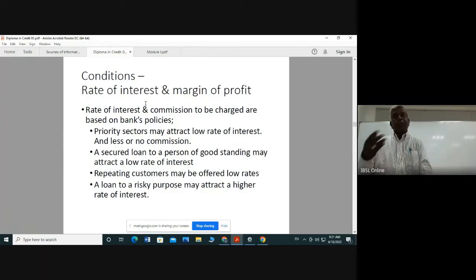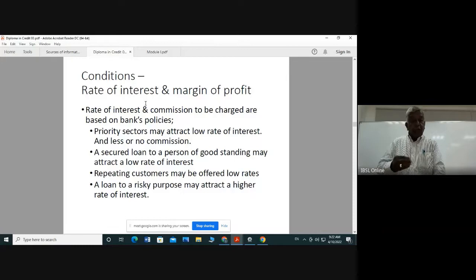Yes. So priority sectors, on the request of the government, the banks may charge a concessional rate of interest, comparatively lesser interest than what they charge for other purposes. So priority sectors may attract a low rate, especially state-owned banks, that is BOC and People's Bank, they are following this; they always grant priority sector lending at a concessional rate of interest. So priority sectors may attract a low rate of interest and less or no commission.